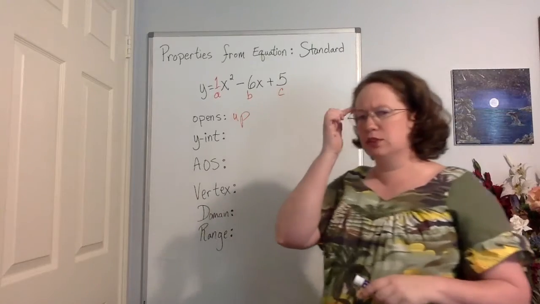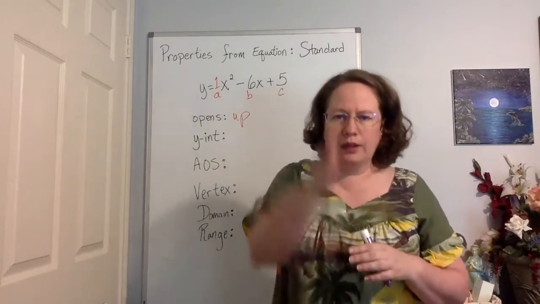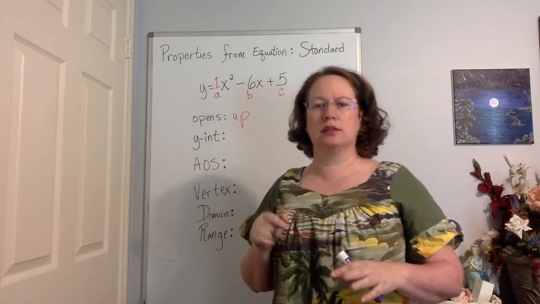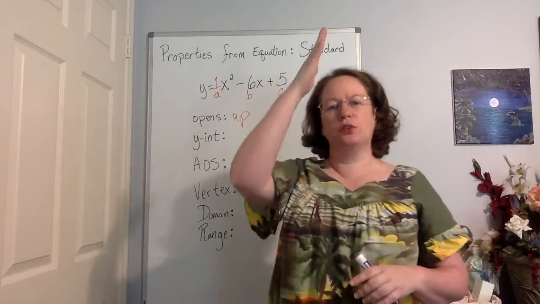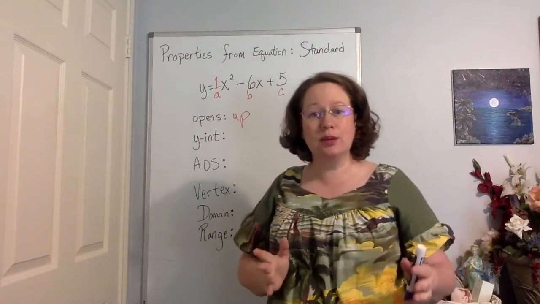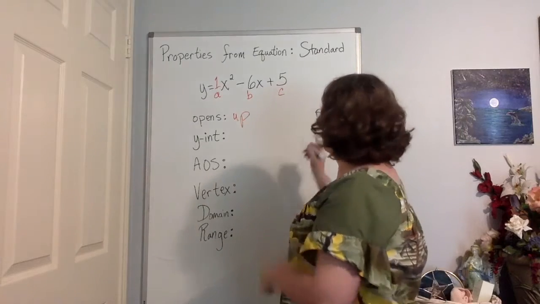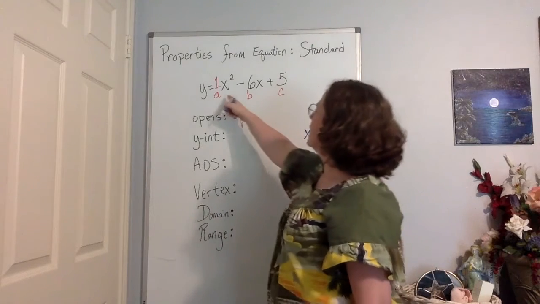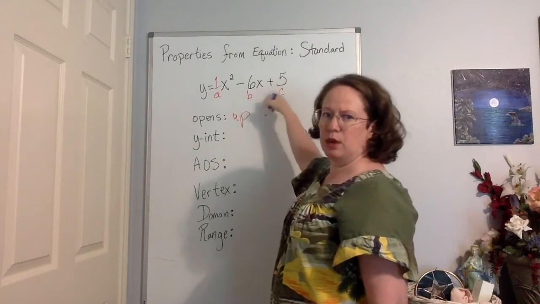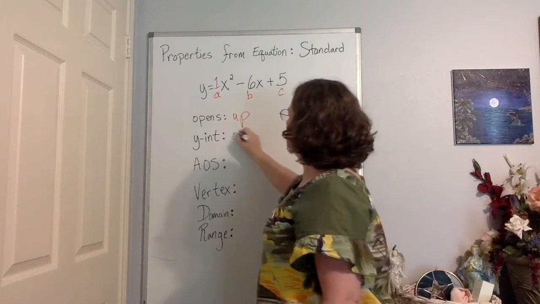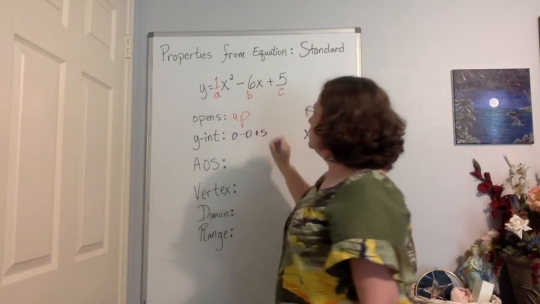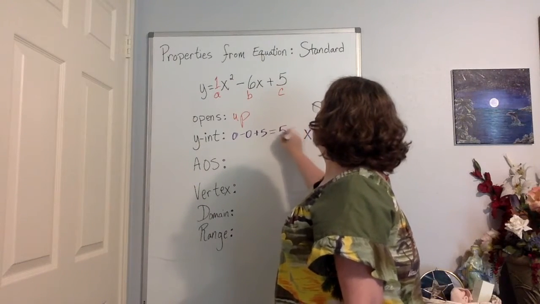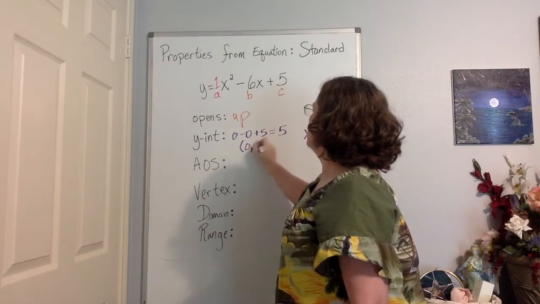Okay? Let's think for a second. The y-intercept, the y-axis goes like this. Y-intercept is a dot, a point of intersection on that axis. What is the x value for the y-axis? 0, okay? So this is when x equals 0. So that means I got 0 squared minus 6 times 0 plus 5. So that's 0 minus 0 plus 5. What is that? 5. Easy peasy. So that means my point is at 0, 5.